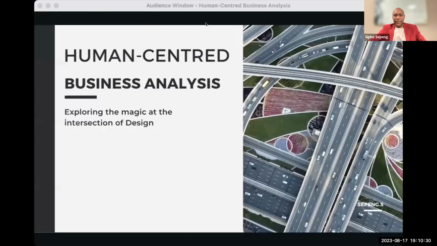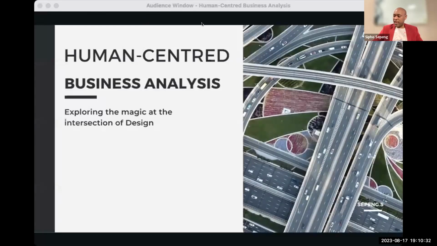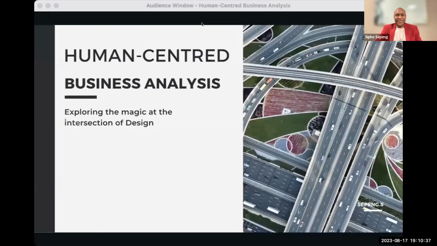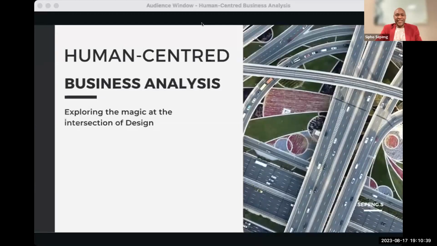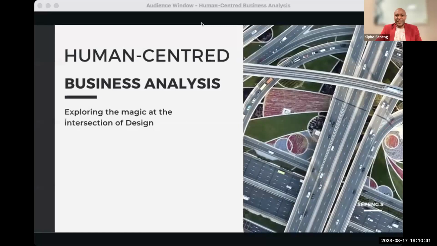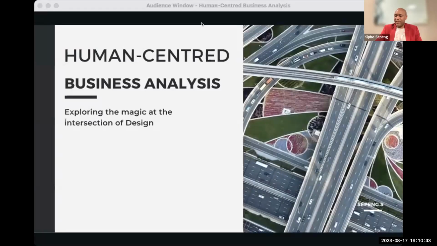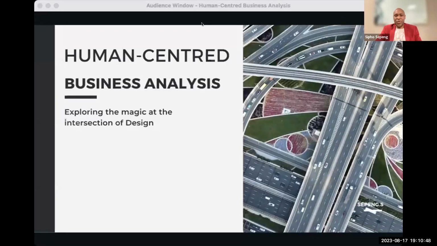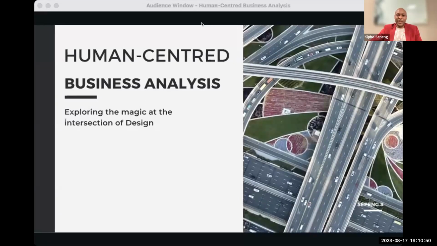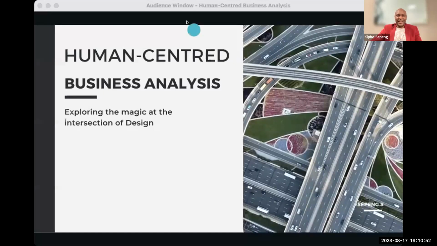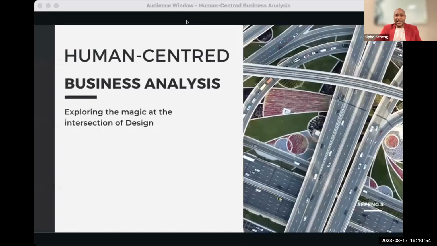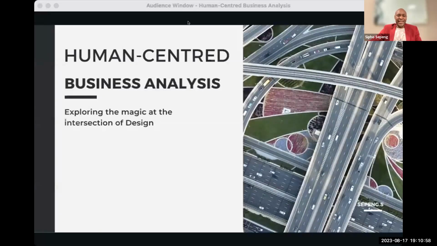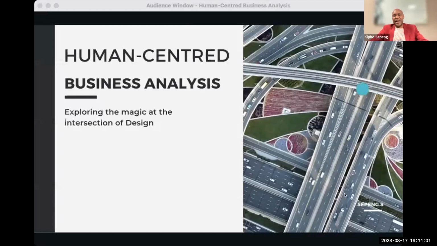All right, great stuff. Sure, those stats were quite a revelation. So 56% of you have at least been exposed to design, have worked with practitioners on a project, and 56% of you also want to transition into a PO role. And so today we'll be looking at human-centered design in terms of business analysis and how we could explore the magic at the intersection of design and business analysis.